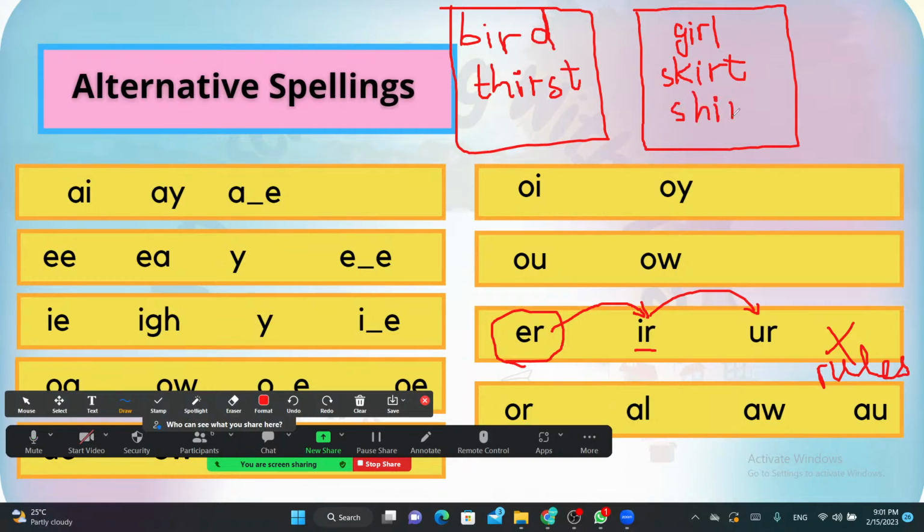So make a silly sentence. Use these three spellings: girl wears shirt and skirt. Something like this, and here you go, you got three words with IR. A bird was thirsty, so she drank water. Something like this. Okay? You can just make sentences using these words to help kids memorize them.